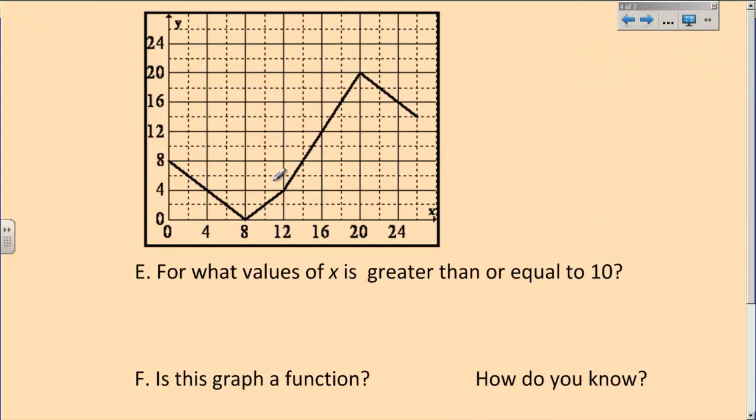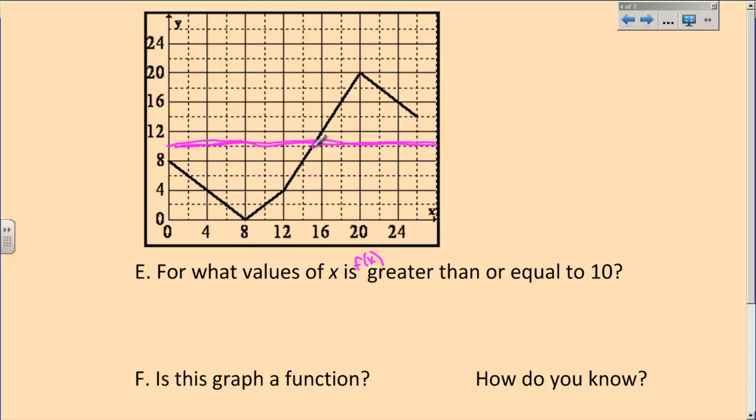So another question with the graph, you have this pretty little graph. It says for what values of x is, this should say f of x greater than or equal to 10. So I need y to be greater than or equal to 10. Well, this is 10 right here, and that's my really ugly unstraight line, but this is 10 right here. And I need to know for what values of x is this graph equal to 10 or greater than that.